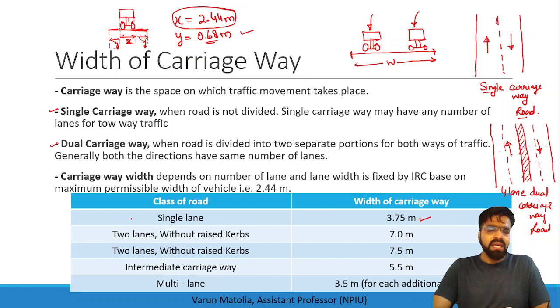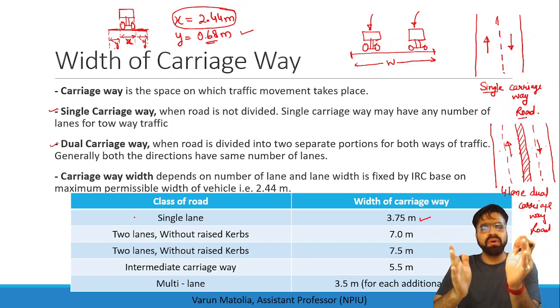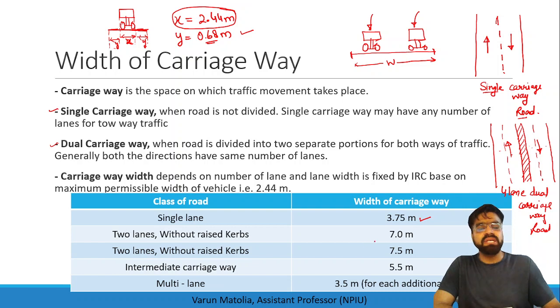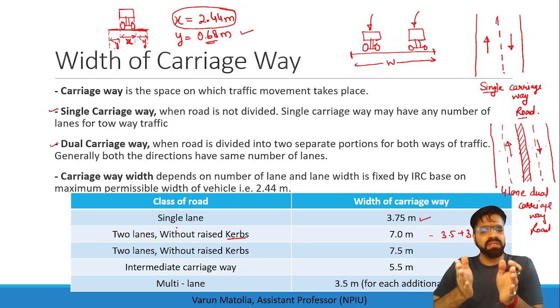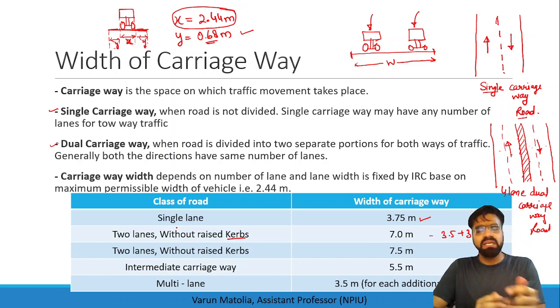Talking about the lane width, if no other lane is provided, the single lane should be of width 3.75 meter. If there are two lanes, then each lane will be 3.5 meter, 3.5 plus 3.5. This lane width is without raised curbs. What are curbs? We are going to discuss that in today's lecture only. But now just remember this: without curbs, the lane width will be 7 meter, and with curbs, the lane width will be 7.5 meters.